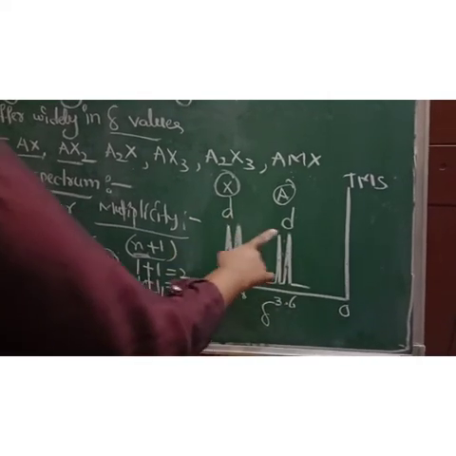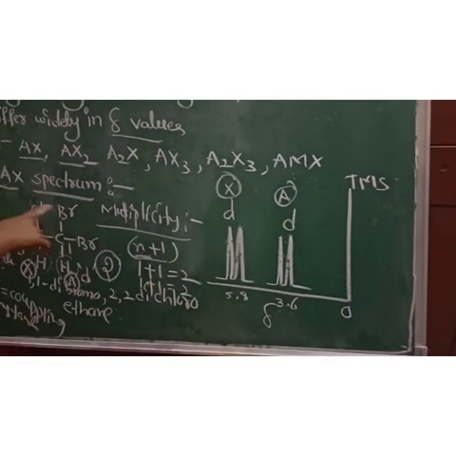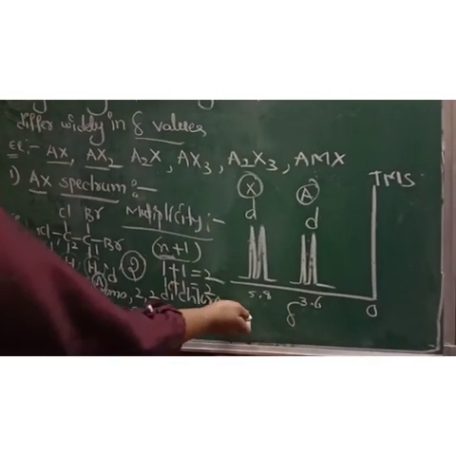So one is the A type and the other is the X type of proton present in the molecule, and it is a simple spectrum.